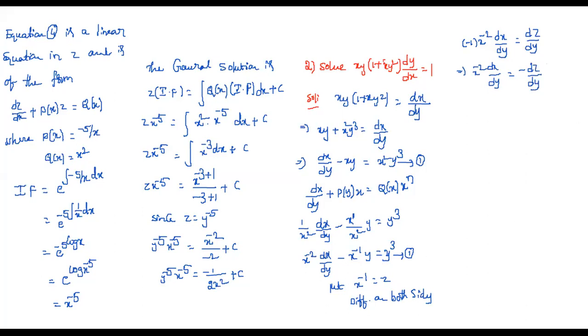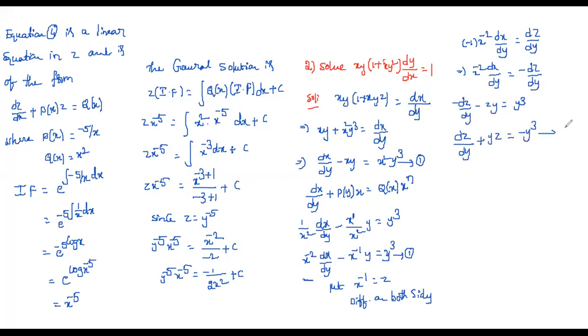Substituting all these things in equation 1: here, x power minus 2 dx by dy I have, so what can I substitute? Minus dz by dy. And next, minus x power minus 1 is nothing but z, right? Minus z into y is equal to y cube. Okay, and then take minus as common, then dz by dy plus yz is equal to minus y cube.